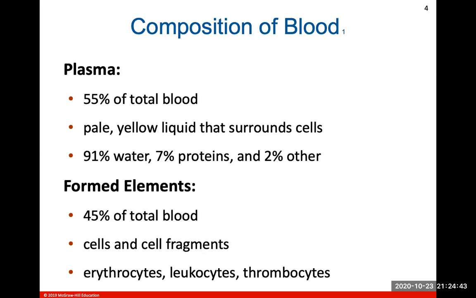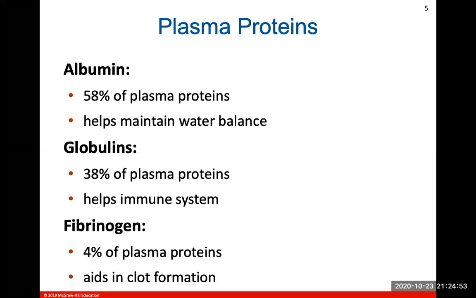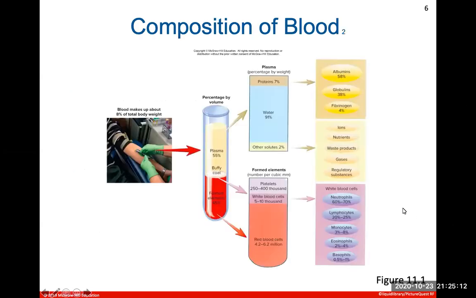You have your erythrocytes, which are the red blood cells. The leukocytes are the white blood cells. And the thrombocytes are the cells which will go on and make the clotting factors. Plasma proteins, so these are proteins found in the plasma, so not the red blood cells. Albumin is the most abundant plasma protein, and it helps maintain water balance. The globulins help with the immune system, and the fibrinogen aid in clot formation.